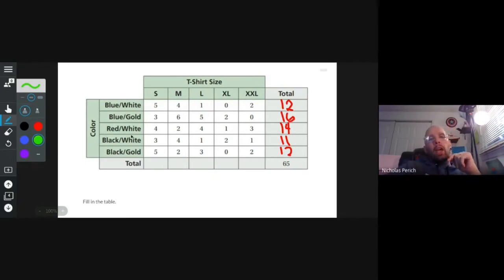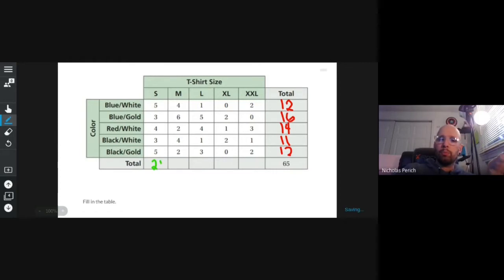And if the guy's like, okay, now just to make sure, how many smalls did you want? Well, then I'd add up all the smalls. 5 plus 3 is 8. 8 plus 4 is 12. 12 plus 3 is 15. And 15 plus 5 is 20. So a total amount of 20 people want smalls. How many want medium? 4 plus 6 is 10. Plus 2 is 12. Plus 4 is 16. Plus 2 is 18.